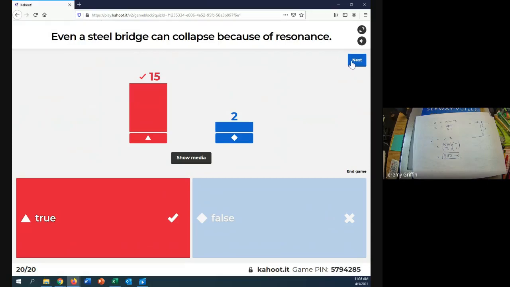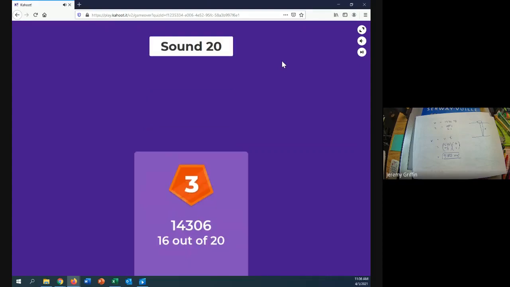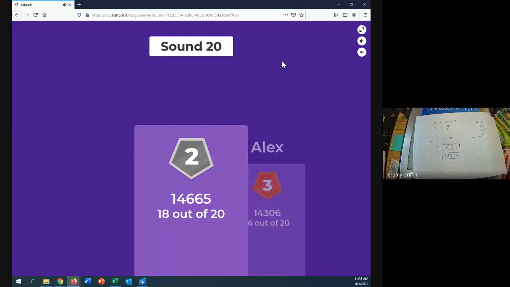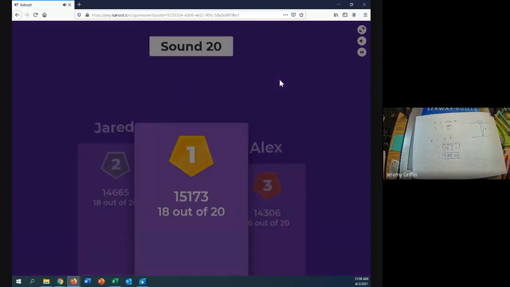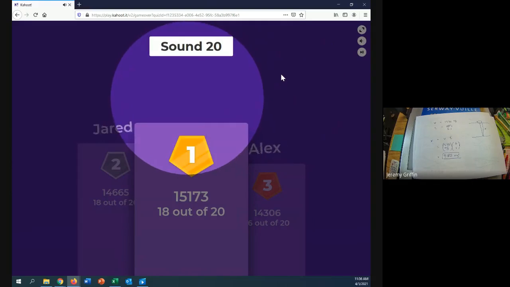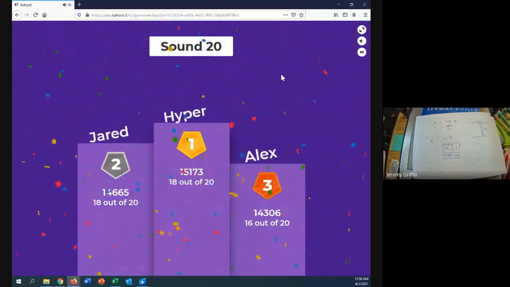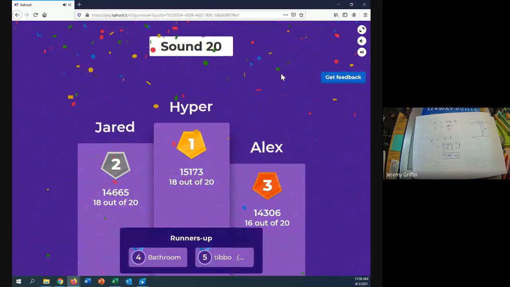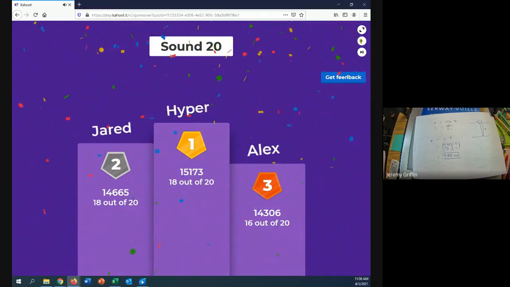Okay, so yeah, you guys know even a steel and concrete bridge had a resonant frequency that takes it out. Tacoma Narrows Bridge. Alex in third. Jared in second. And in first, Hyper. And rounding out the top five, Bathroom and Timo. Okay, hey, check us out.